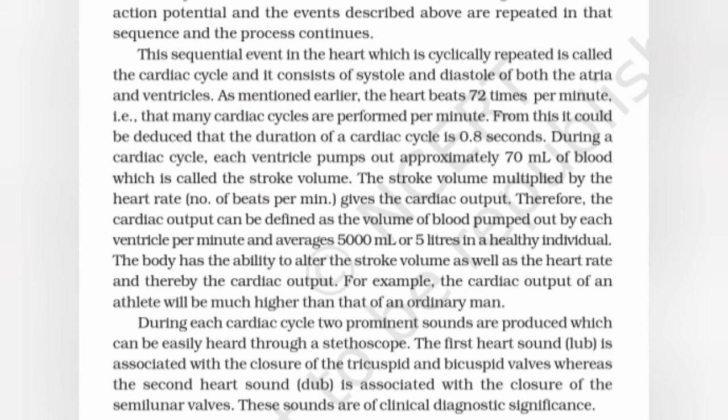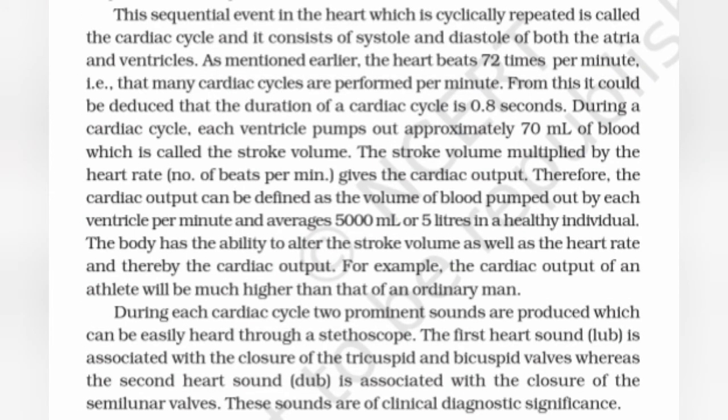As mentioned earlier, heart beats 72 times in a minute. That is, 72 cardiac cycles are performed per minute. From this, it could be deduced that the duration of the cardiac cycle is 0.8 seconds. When we divide 60 seconds by 72, we obtain 0.8.